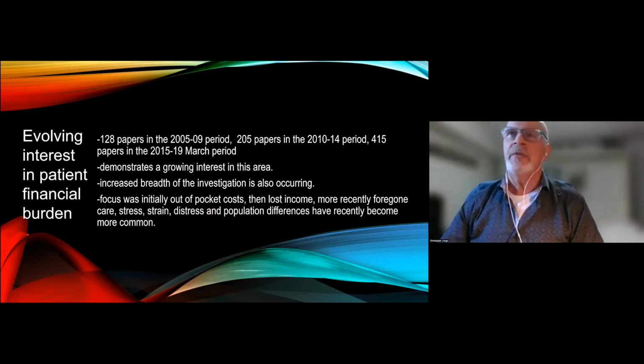So just to get a sense of things, we did some systematic reviews recently, and we discovered that in the period of 2005 to 2009, there were 128 papers that were published, using Medline and Embase and Cochrane and those sorts of databases all lumped together. I think I included Econlit in that as well. And then for 2010 to 2014, there were 205 papers. And then for 2015 to March of 2019, which is not even quite 5 years, 415 papers. So there's clearly a growing interest in this area.